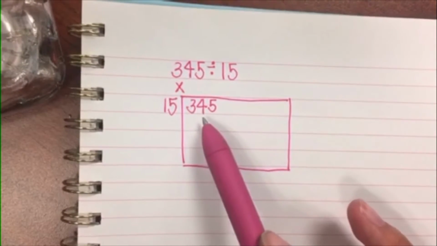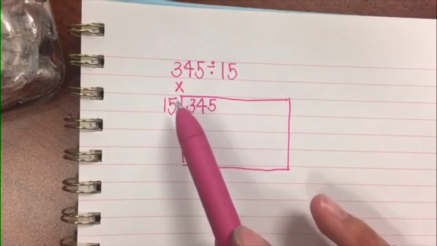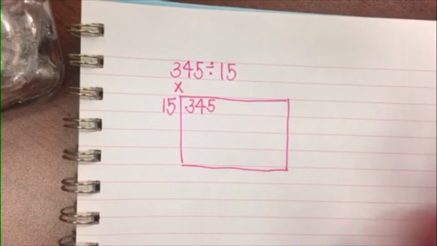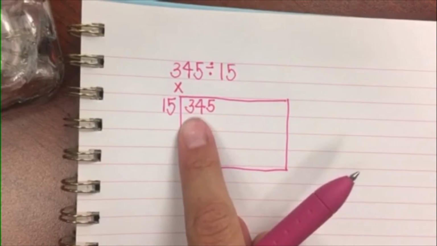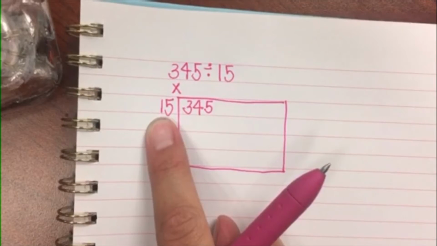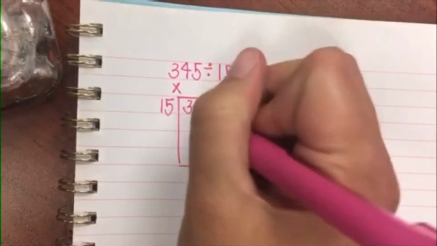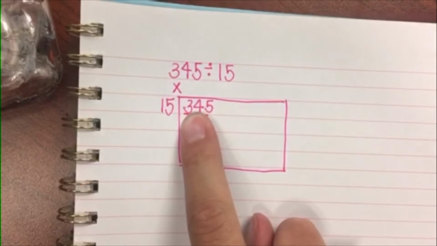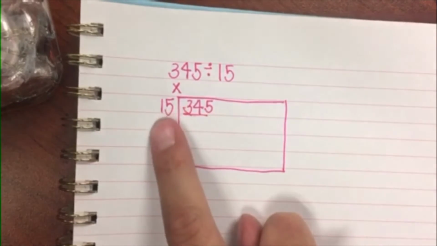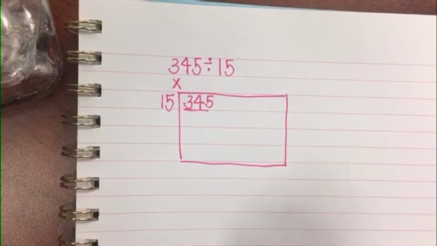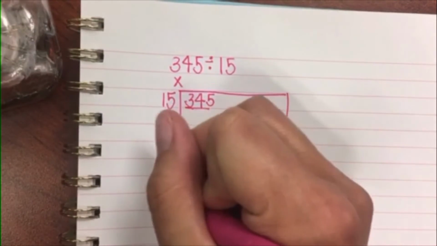The total quantity here is 345, and I'm trying to figure out how many times I can fit the number 15 into 345. I'm going to start by looking at 15, and I see that this is a number with two place values. So I'm going to look at the number 345, and I see that the first two numbers here are 30 and 4, so I need to figure out how many times I can fit 15 into here without going over 34. I'm going to start by writing my math facts down here.